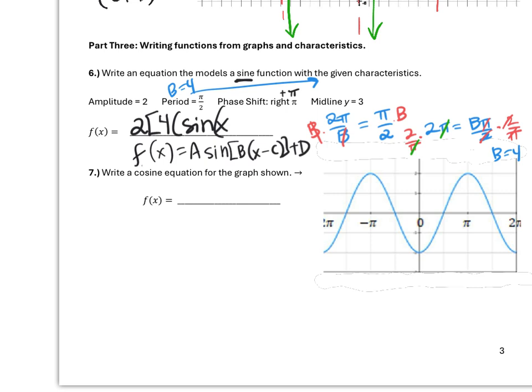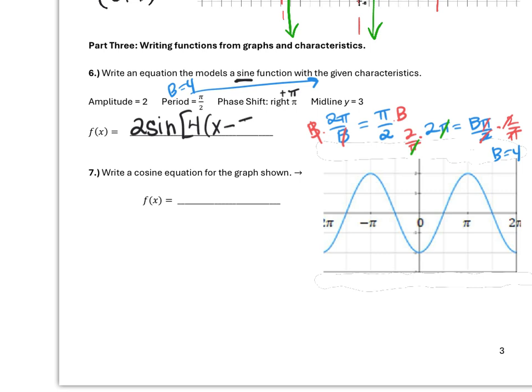wait, I wrote this wrong. I didn't write that wrong, that was fine. But I wrote this wrong. It should be like 2 times sine, because the b value goes inside our argument, 4, and then x, phase shift will go opposite direction, minus pi, and our brackets, and our midline is 3, so that's plus 3.